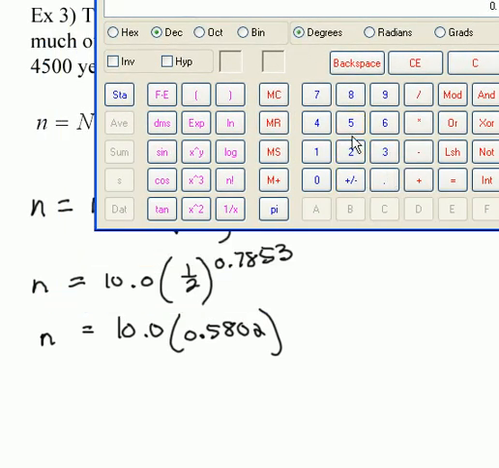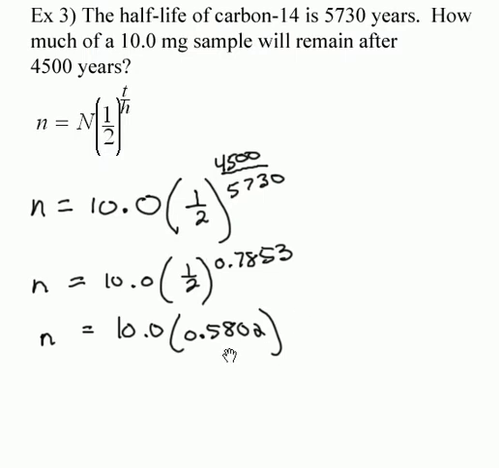And if we round that to 4 places, that's plenty. All right, last thing we have to do is take 0.5802, multiply by 10. No calculator necessary for that. Multiplying by 10 just takes the decimal and slides it to the right one place. So we are left with 5.802 milligrams after 4,500 years, starting with 10. Right, and that seems to make reasonable sense. So let's continue on with another thought.